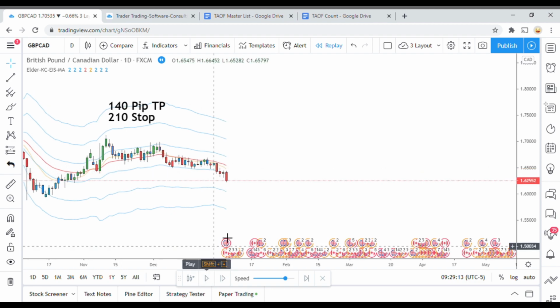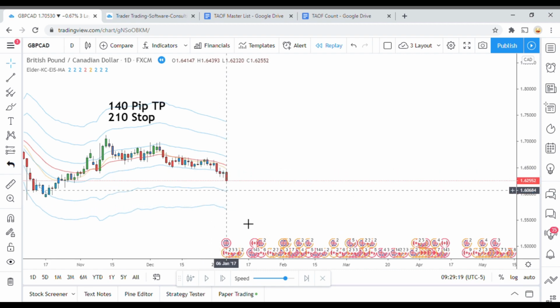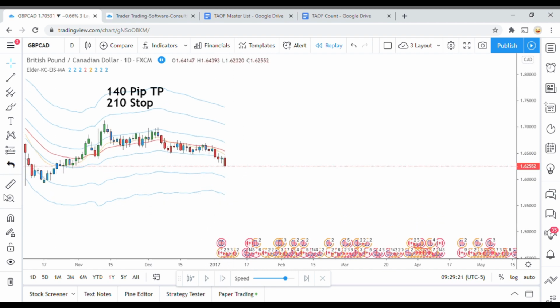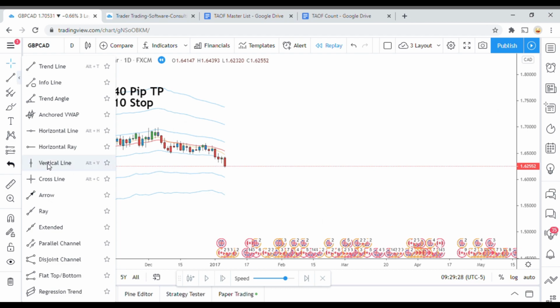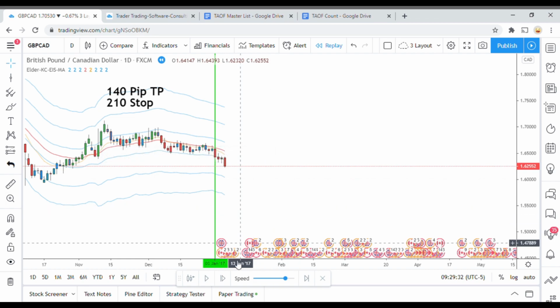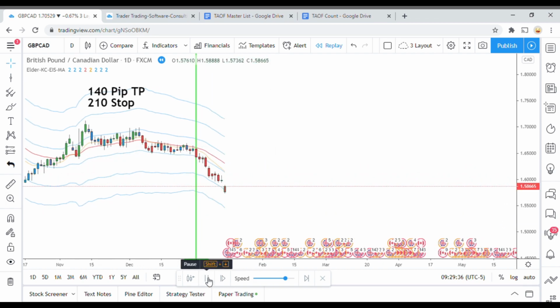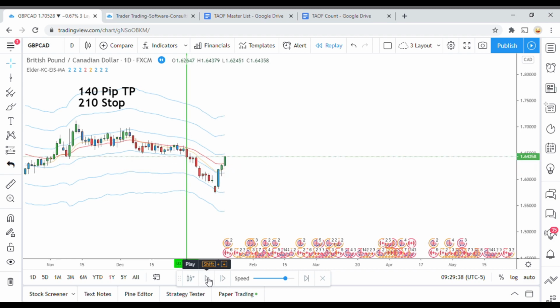All right, we are moving along here. Let's see. Looks like we get our first signal right here. It is a short signal. Looks like it gets us to take profit. Let's measure it out. It does. So a good start to it so far. All right, and we'll continue on here.